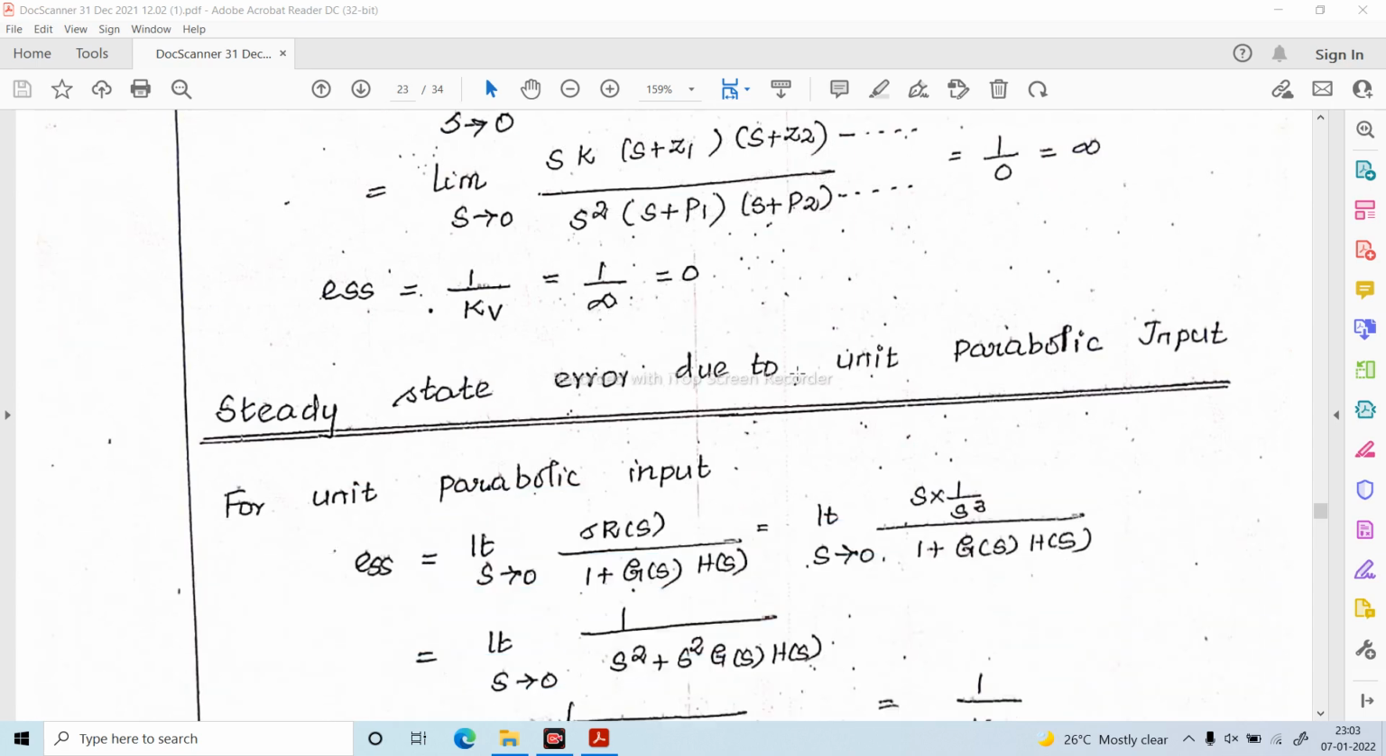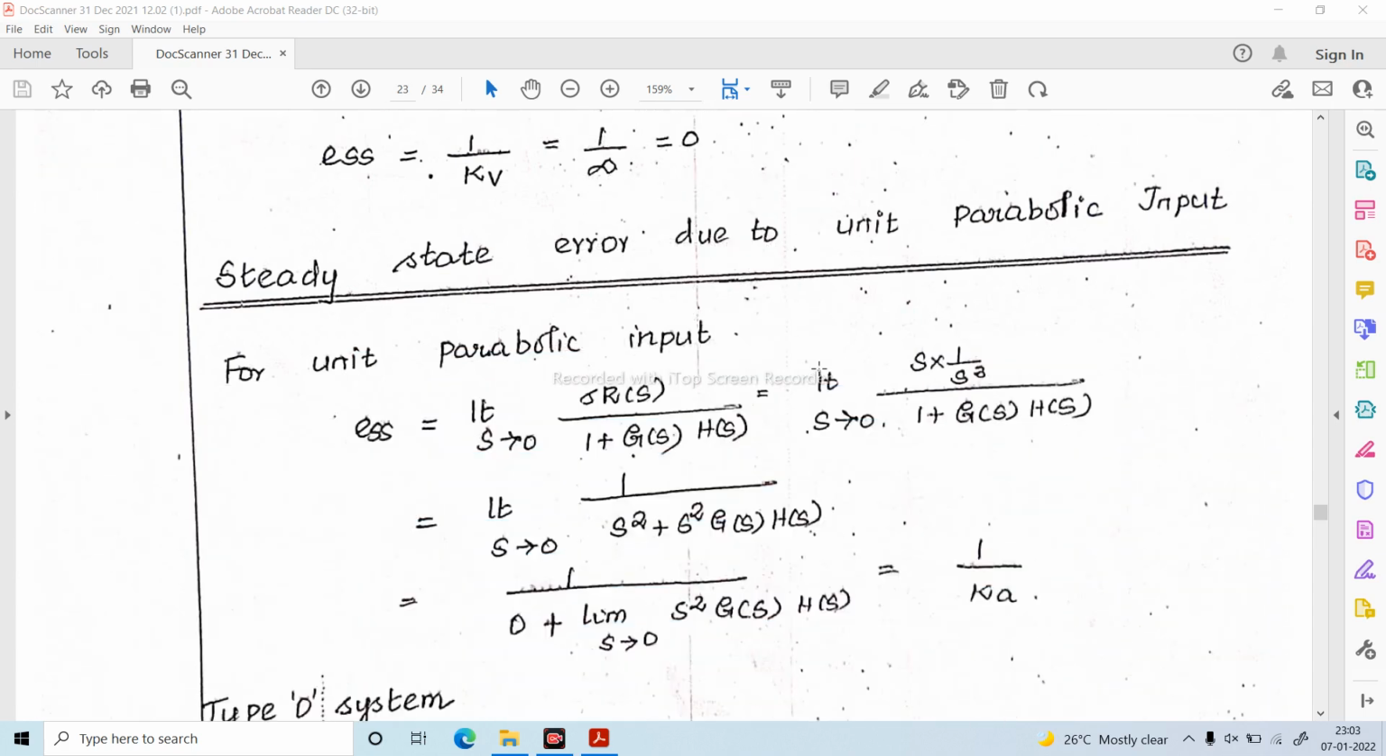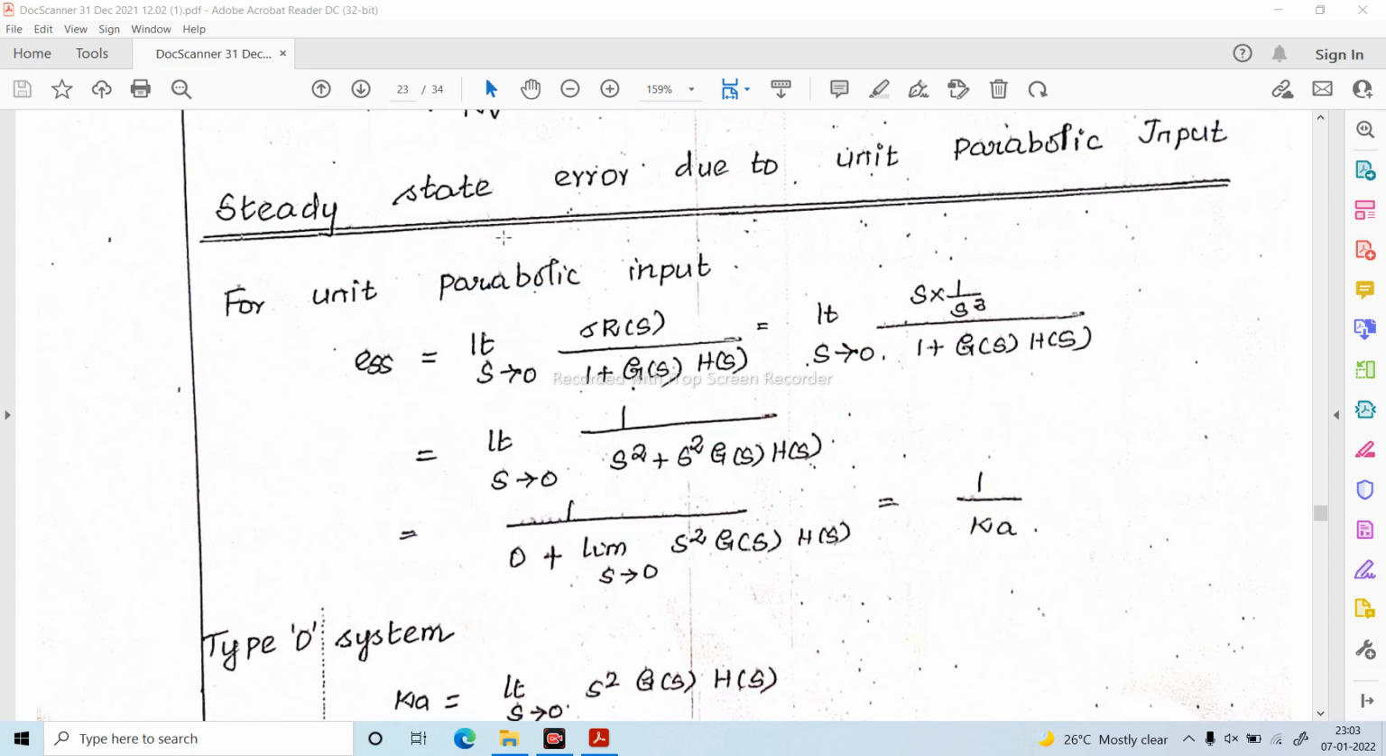So next I am going to explain the unit parabolic input. For a unit parabolic input, first of all I am going to write the standard steady state error: ESS is limit s tends to 0, s into r of s divided by 1 plus g of s into h of s. So limit s tends to 0, s into 1 by s cube. Okay, this is the Laplace transformation of the parabolic signal, 1 by s cube, 1 plus g of s into h of s. So see here, s into s cube cancel.